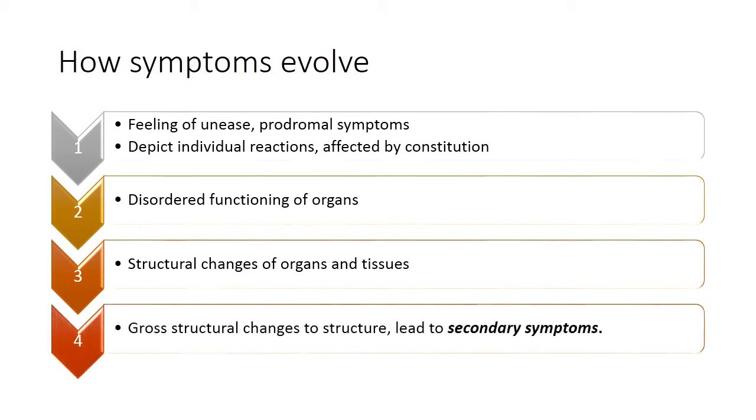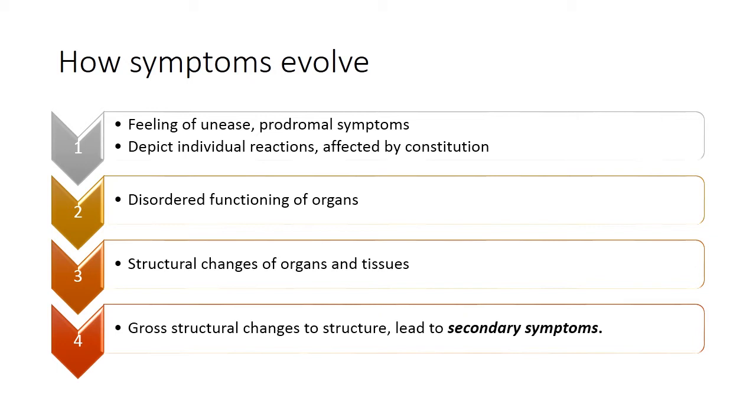Then the symptoms that will come to the fore are after the structural changes have taken place, and they will lead to secondary symptoms. So blockages of the heart will ultimately create other symptoms because of the paucity of oxygen that is reaching other organs. So that is how symptoms evolve. So we should be able to find out what is the stage of disease and what those symptoms mean.